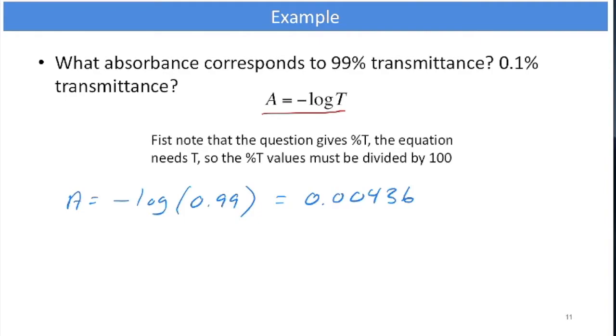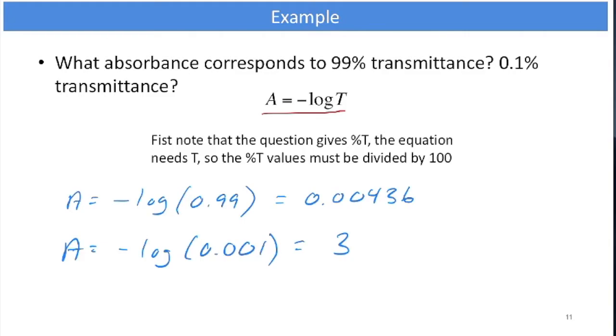For the second one, absorbance is going to equal the negative log of 0.001, so 0.1%. And if we do that calculation, our absorbance ends up being 3. So if only 0.1% gets through, that means most of the light is absorbed, so we would expect a relatively high number for absorbance.